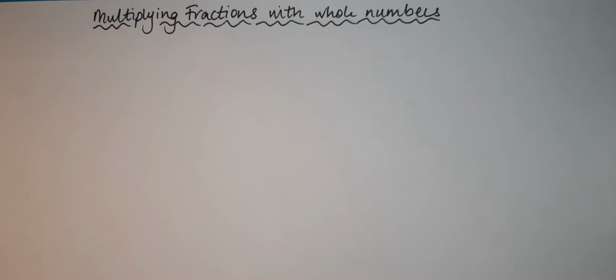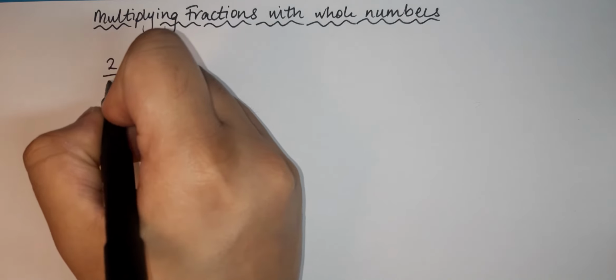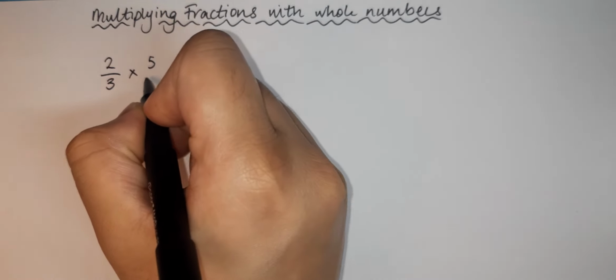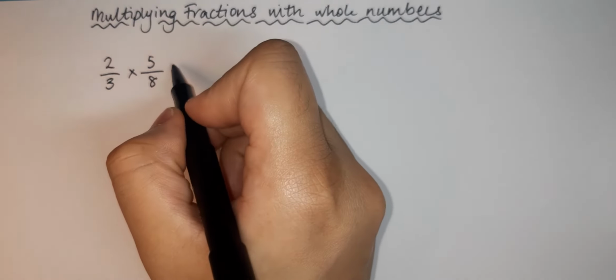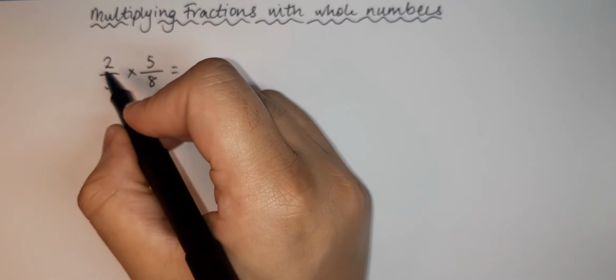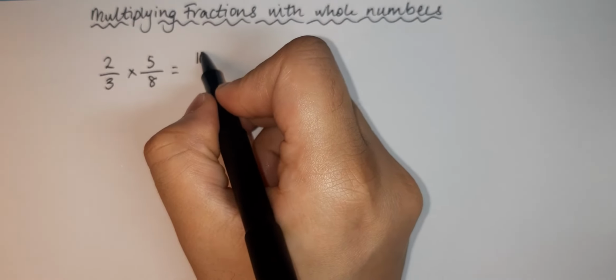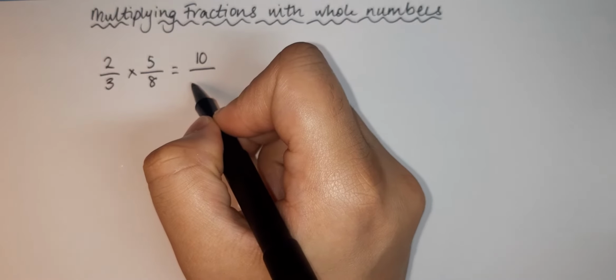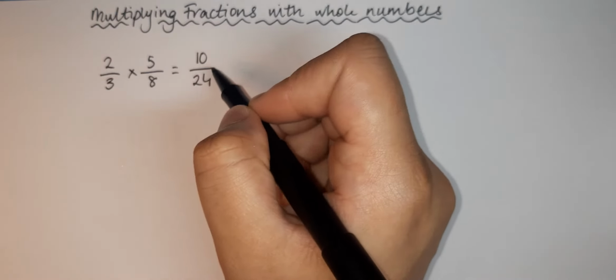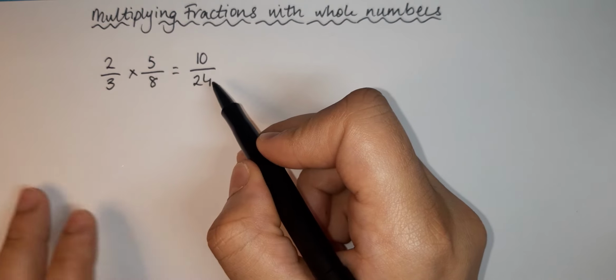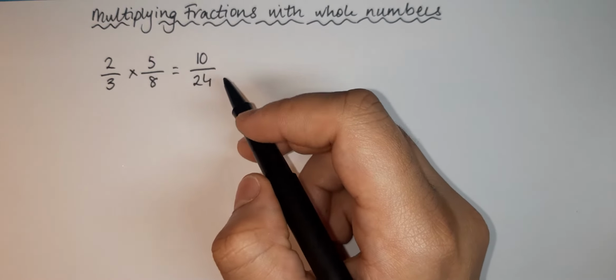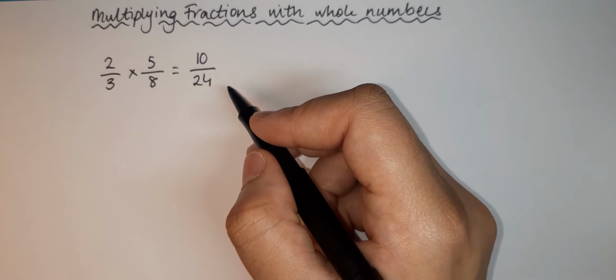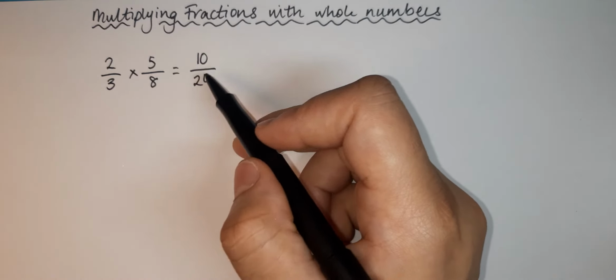Hi guys, in this video we're going to look at multiplying fractions with whole numbers. Now when we multiply fractions we usually have something like 2/3 multiplied by 5/8, for example, and what we do is we multiply the numerators to give us 10 and we multiply the denominators to give us 24. This is what we normally do when we multiply fractions, and we can simplify this further.